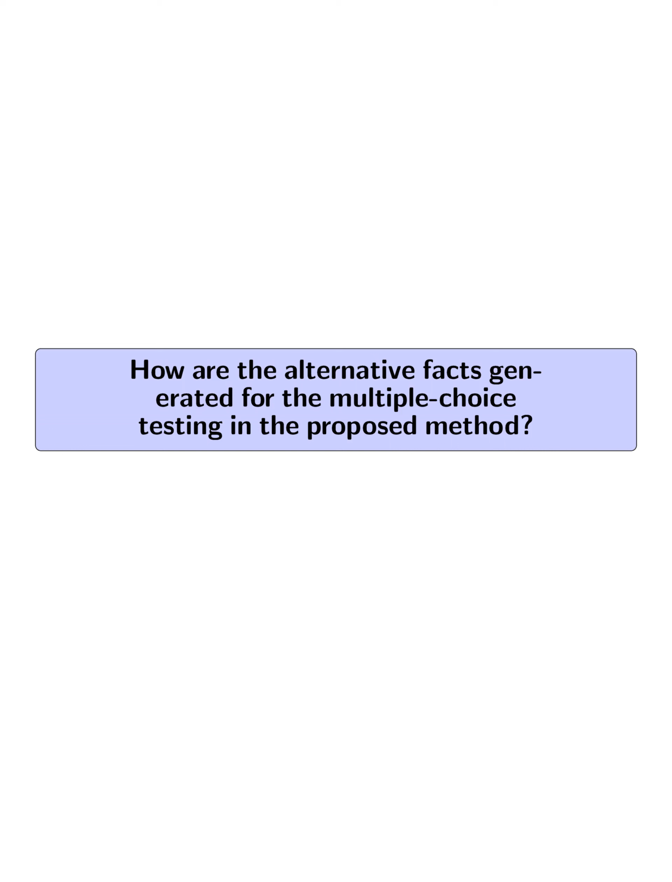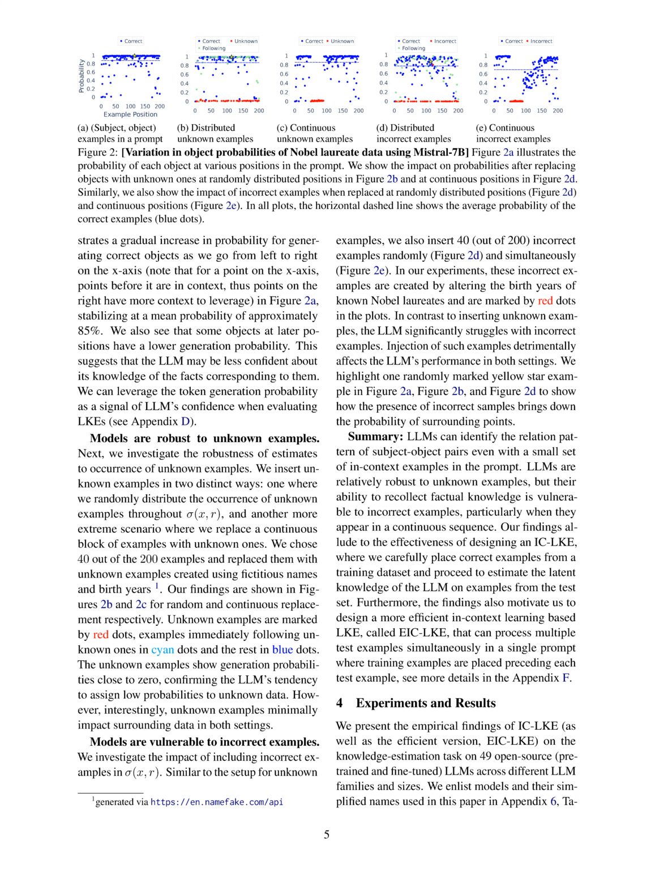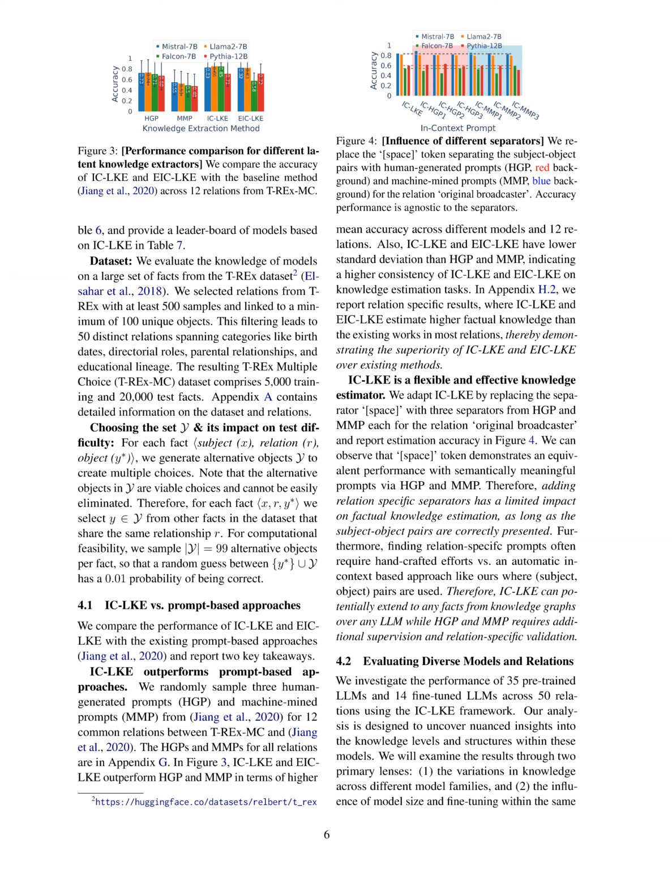How are the alternative facts generated for the multiple choice testing in the proposed method? In the proposed method, the alternative facts for multiple choice testing are generated by selecting alternative objects from other facts in the dataset that share the same relationship type as the given fact. Specifically, for each fact in X, in R, in Y, a set of alternative objects is created by collecting tail entities from other facts with the same relationship type as the given fact. This process ensures that the alternative objects are viable choices and cannot be easily eliminated.